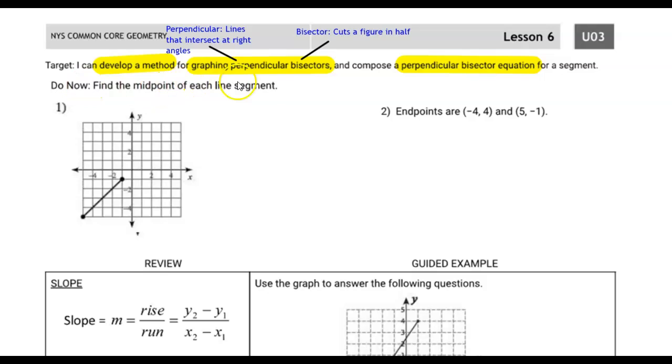So for the do now, it asks you to find the midpoint of each segment. They give you one graph and one set of ordered pairs. Go ahead and try to figure this out, pause the video, and then come back to see if you got it right.